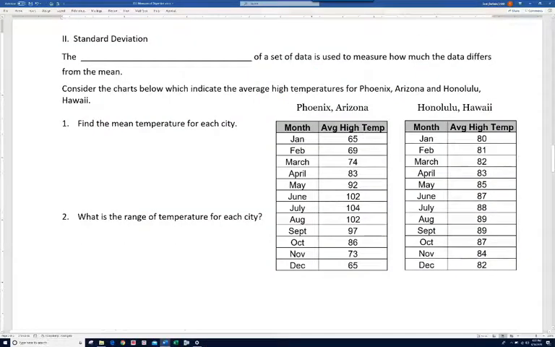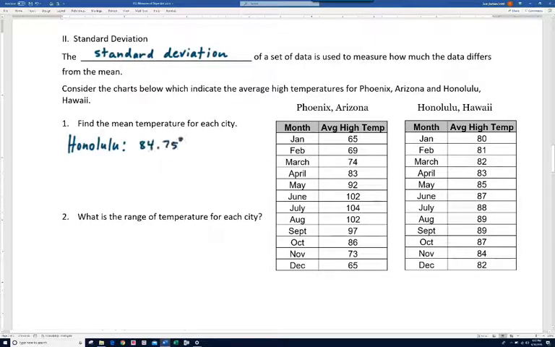It's called standard deviation. The standard deviation of a set of data is used to measure how much the data differs from the mean. So it says, consider the charts below which indicate the average high temperatures for Phoenix, Arizona, and Honolulu. So first of all, we're supposed to find the mean temperature for each city. Again, I would encourage you to do number 1 and 2 and then watch the video.